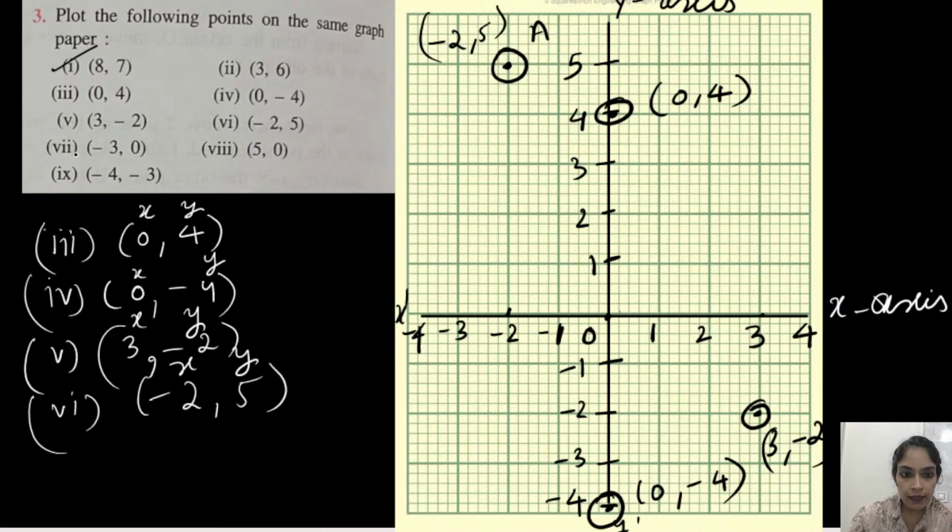Next, we have minus 3 comma 0. The value of x is minus 3, and y's value is 0. Again you keep your pen on minus 3 and then go up or down, depending on the y value. Now 0 is just here in front, so the point will be right here. This is minus 3 comma 0. Here y's value is 0, so that point lies on the x-axis itself.